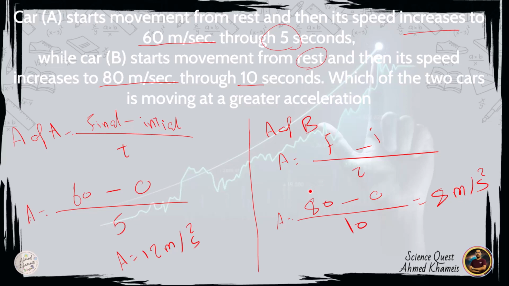So the acceleration of car A is 12 meters per second squared, and the acceleration of car B is 8 meters per second squared. So car A is moving with greater acceleration.